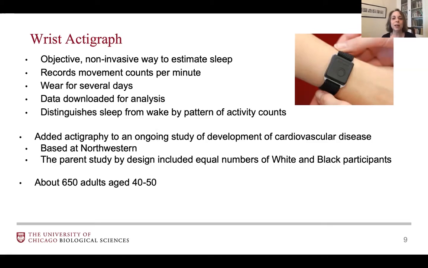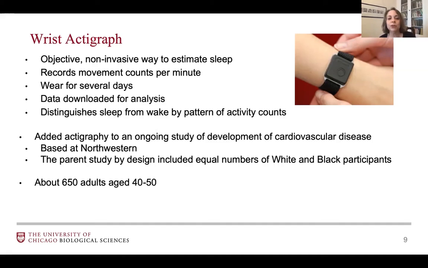So what we did is we added actigraphy to an ongoing study of the development of cardiovascular disease. The study itself was based at Northwestern, so it's a lovely example of a collaboration between the University of Chicago and Northwestern, which have increased in recent years.